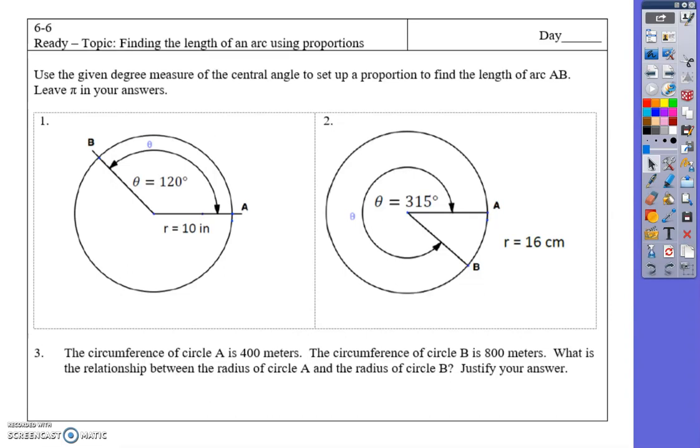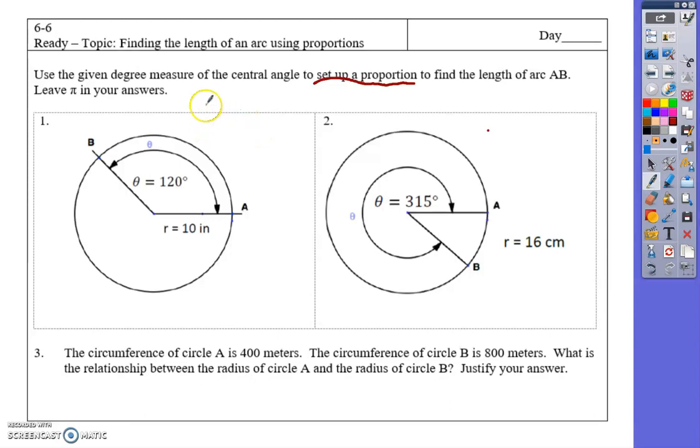We're going to be using the degree measures of the central angle to find the length of arcs. So I believe you did this in Math 2 Accelerated. I'm not sure when, but it should be familiar. So what we're going to do is it says to set up a proportion. And so that means we need two fractions that are equal to one another.